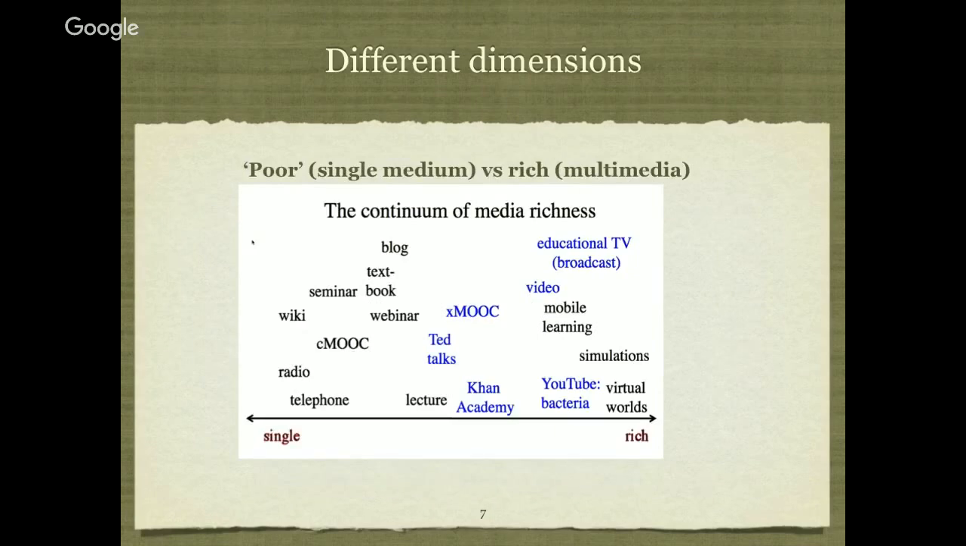Another dimension which has come about more recently is the difference between poor or single media and rich media. This isn't a value judgment about which end it should be. None of these are value judgments. They're more like descriptors of differences. So rich media would be something like a television broadcast or YouTube video, because it's got sound, audio, text. It has a lot of different media, against a single medium like, say, radio, which is only sound or audio, or a wiki or a telephone, which are one-dimensional media. Whereas things like YouTube and broadcast Khan Academy are much richer.